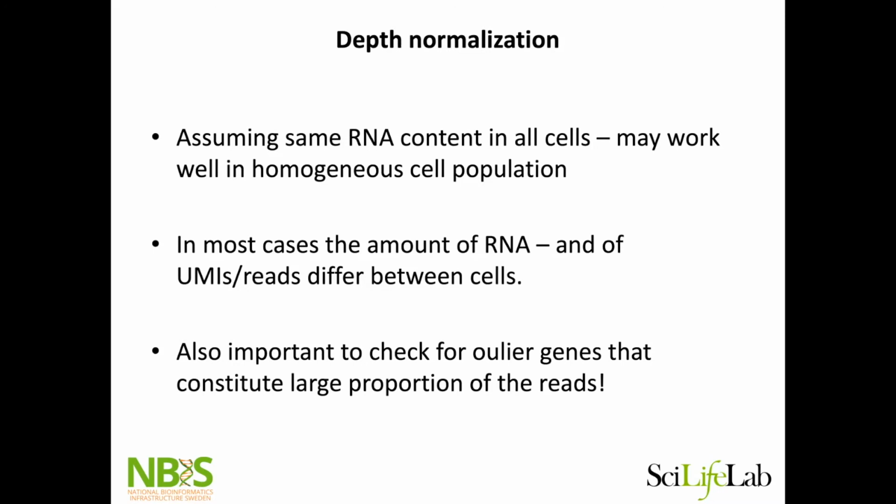So if we do depth normalization, we're kind of assuming that we have about the same RNA content in all cells. And that works well in homogeneous cell populations. But in most cases, it differs quite a lot between cells. And also something to think about is these outlier genes that take up a large proportion of the reads. They will have a big impact. If you have one gene taking up 50% of all your reads, and you just simply divide by total counts, all the other genes will have a very low expression.